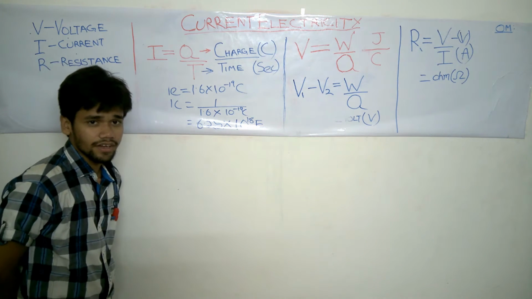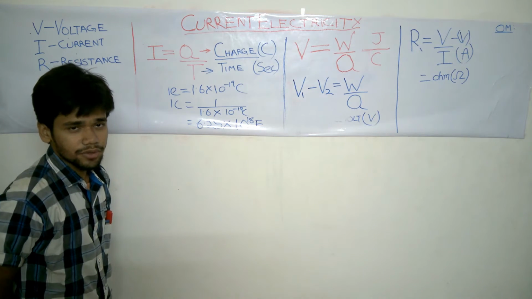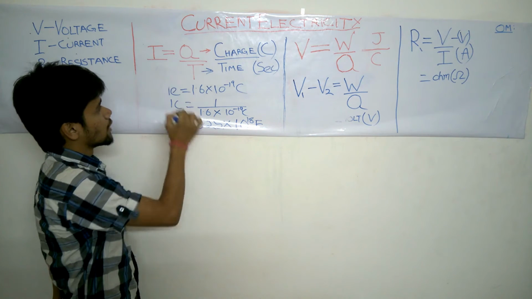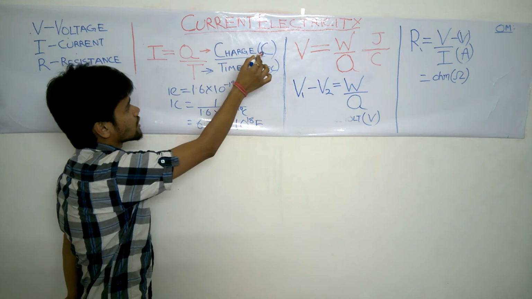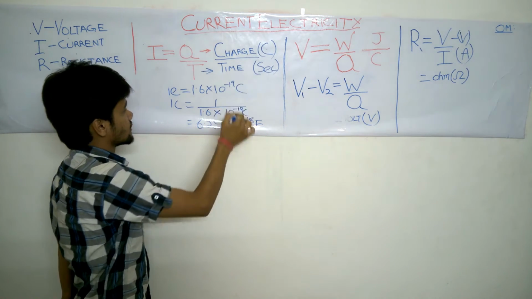Now current is defined as rate of flow of charge per unit time. I equals Q by T. Q stands for charge and T stands for time. The SI unit of charge is coulomb and of time is second.